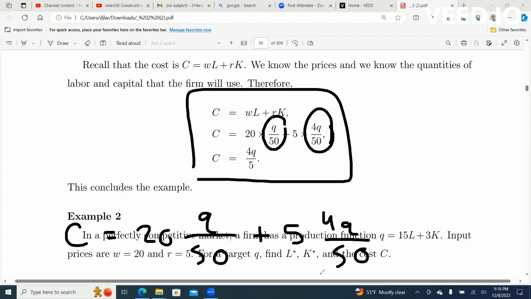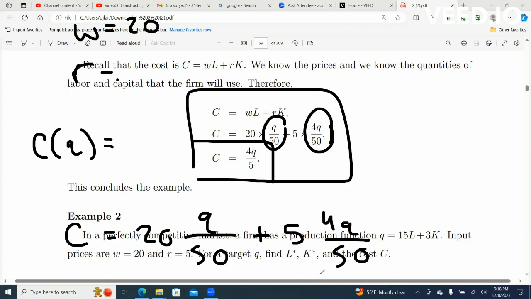Yep, and if we simplify that, this is going to be the answer. So cost as a function of only quantity. What have we found? What we have found is that the W has to be 20. It has to be. We could find other values for a different problem. The R has to be 5, yeah. But we can choose our value of Q.